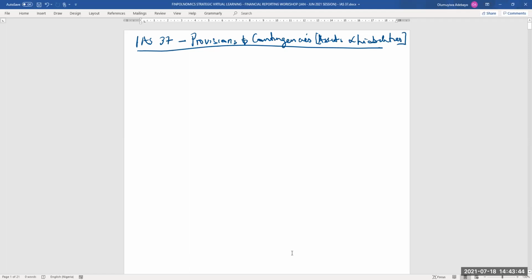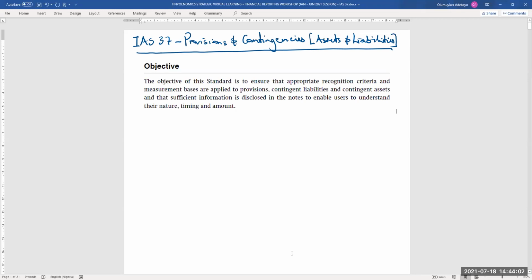As I've said earlier, the objective is to give us guidance towards the recognition and measurement of provisions and contingencies and the relevant information that has to be disclosed in the financial statements. Now, let's look at the scope. What is the scope of the standard?